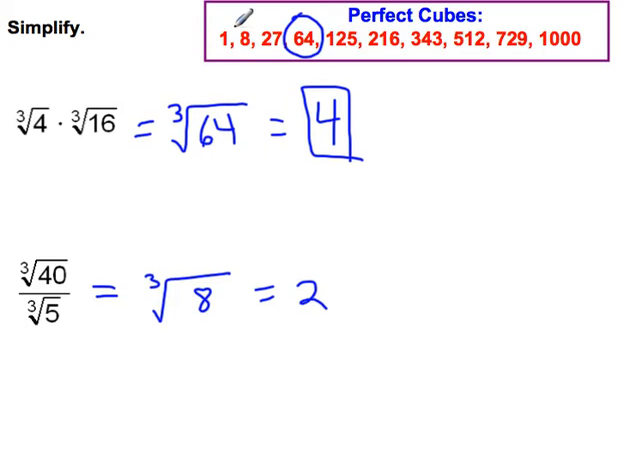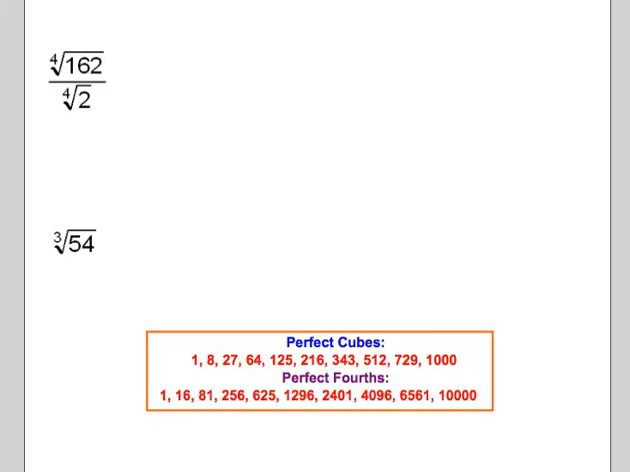You can always go back up here and look at this list. Since that 8 is in the second spot, then the cubed root of 8 is 2. Now we've got fourth roots. Again, since they're both the fourth root, I can go ahead and do the division. 162 divided by 2 is 81.